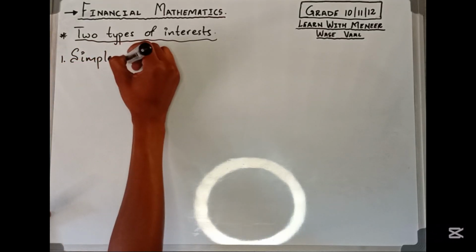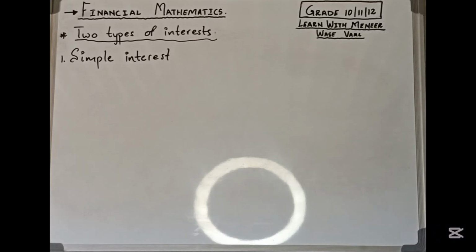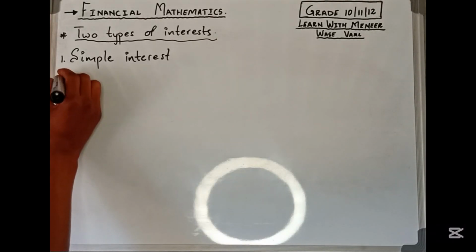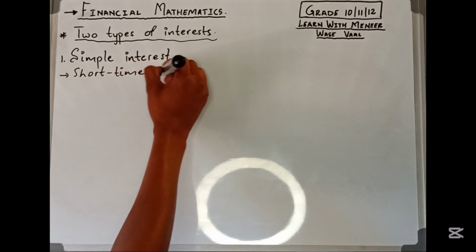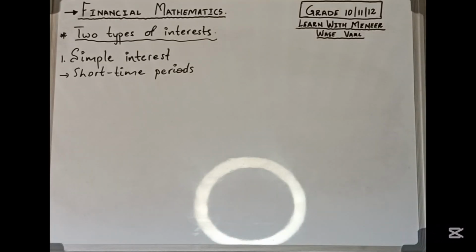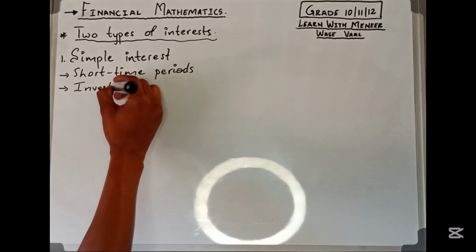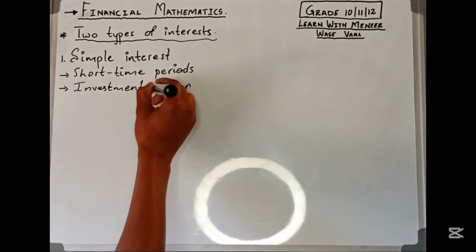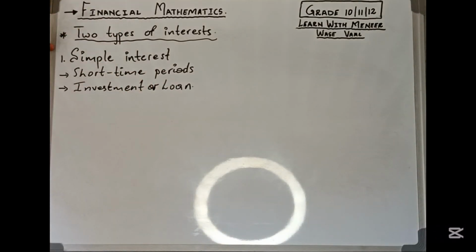When we talk about simple interest, this is the type of interest that is only used for a short-term period. Simple interest is only used for short-term periods. I will note it down: they are only used for short-term periods. This is an interest of a short-term period, and it involves two things: the investment, which is a short-term investment, and a loan, or loans. Remember I dealt with investment and a loan. So simple interest involves investment and a loan, but over a short time period.